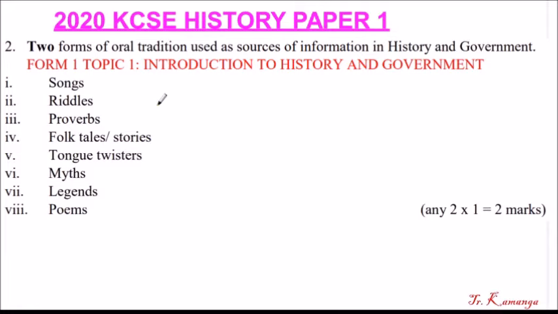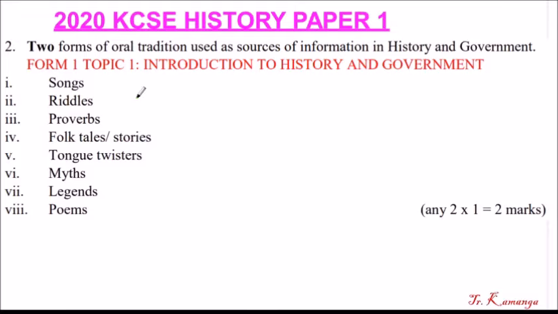So in the African setup, those are the days they didn't have radio, they didn't have TV, so they used this oral traditions method to pass information from one place to the other, or from one person to the other in the community. So if you pick any tool, for example, songs, poems, that's okay. Riddles, songs, that's okay. Proverbs, folktales, any two, you will be able to get the 2 marks.